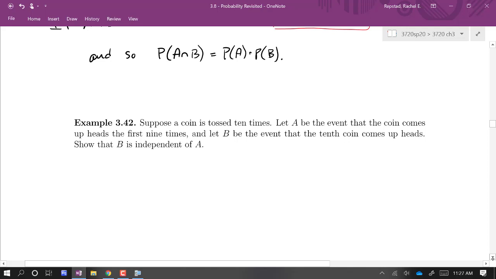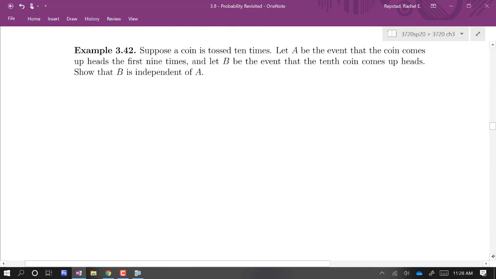Let A be the event that the coin comes up heads the first 9 times, and let B be the event that the 10th coin comes up heads. We're going to show that B is independent of A. Now, I think that the fact that coin tosses are independent of each other is something we take for granted. And if we're working on a problem, I think we would generally just use the fact that we know that they're independent. But we're specifically being asked to show that B is independent of A, right?